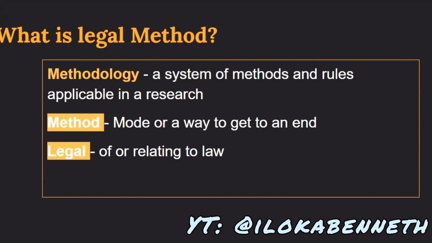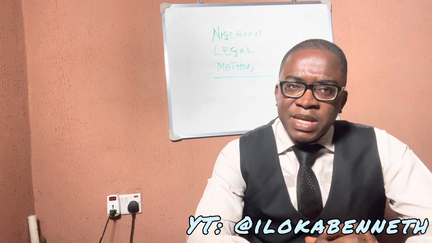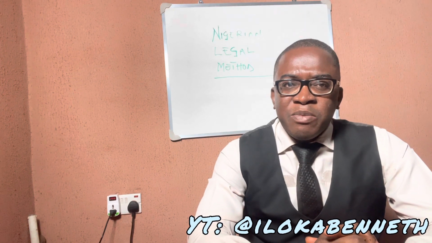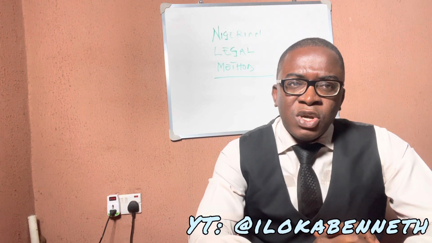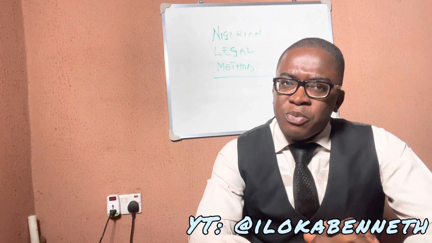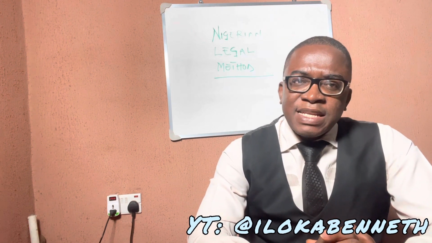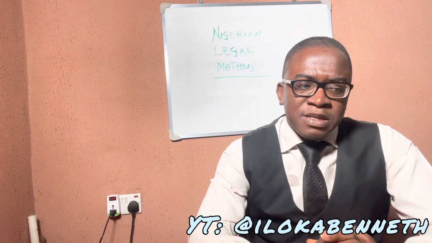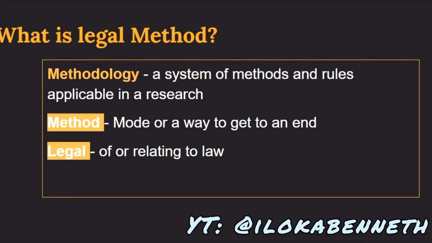So if you want to make a tea, one of the methods is that you start by boiling your water, mixing your tea with boiled water, and so on and so forth. So the ways or the modes or the approaches or the measures you put in place to come to a given end is what we describe as method. Then finally, legal. As a concept, it is anything that is of or relating to law.